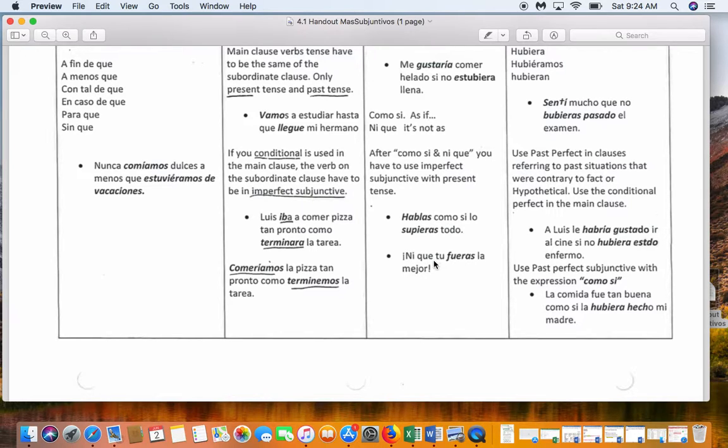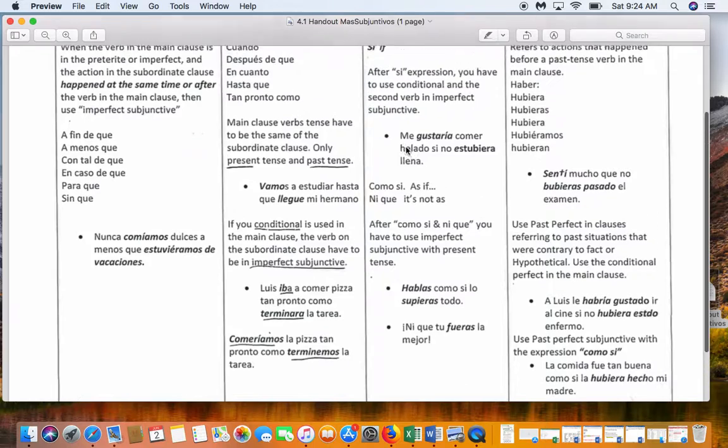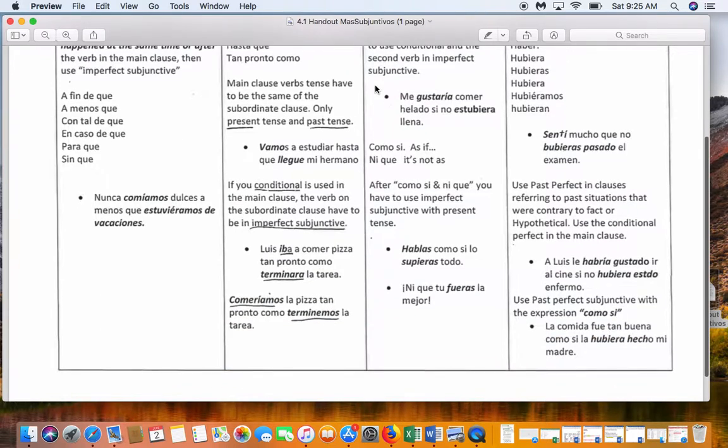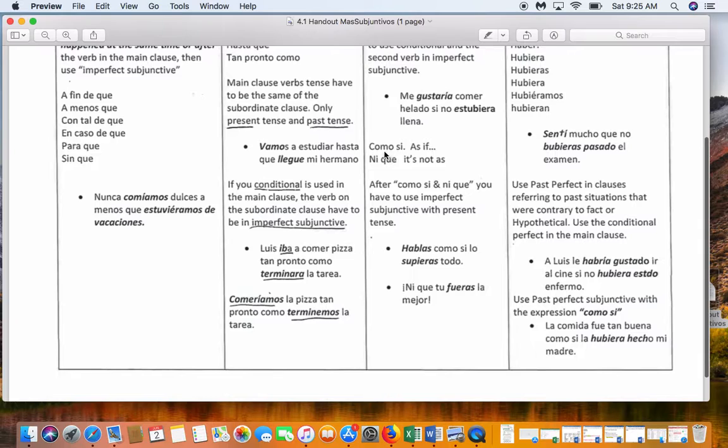So the expression ni que, after ni que, you must use imperfecto del subjuntivo. So again, after this expression and this expression, you have to use imperfecto del subjuntivo, but with si, which is if, depending on where you have if, you have to use conditional for the other verb. And this one right here, you have to use present tense, como si, and then imperfecto del subjuntivo. And ni que is just an expression, all right, where you have more context here, and then this is the comment, okay? The comment is not necessarily positive.